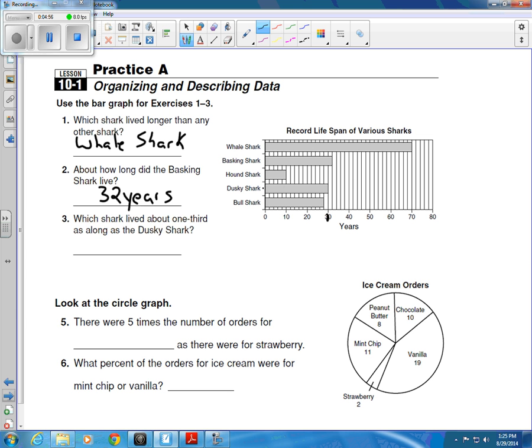If we're looking at these bars, we can even just picture it visually and look at how big this bar is, and which one might be roughly a third of that? The only thing that looks like it might even be possible is right here, the hound shark. If we take a look, the hound shark goes out to 10 years, which means 1/3 of 30 is 10. And it looks like our answer to this last question is hound shark.